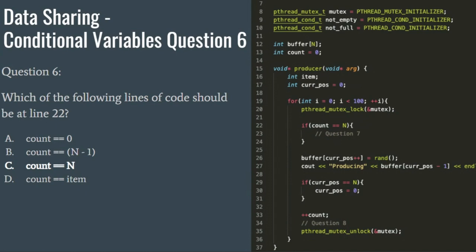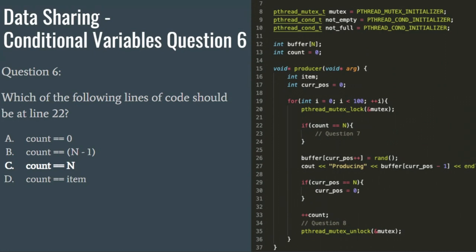Count does have something to do with the buffer. Count is just keeping track of how many items are in the buffer, right? So if count is equal to 0, that means the buffer is empty. But since this specific function, the producer function, is adding things to the buffer, remember that if statement is supposed to be the condition for the pthread cond wait.